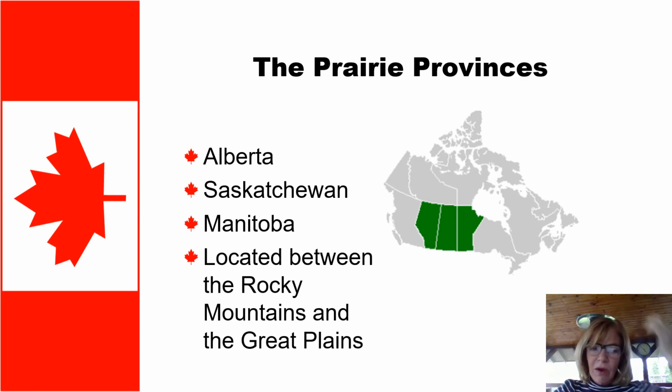And then these are the prairie provinces. So remember, if you've got BASMOC, right? So this is the B for British Columbia, and then A for Alberta, S for Saskatchewan, M for Manitoba, Ontario, and then this would be Quebec before you get to the Atlantic provinces. So here you have Alberta, Saskatchewan, Manitoba, and they're located between the Rocky Mountains and really between the Rocky Mountains and the Great Lakes, or well, I guess the Great Plains too, as they move up the Rockies.